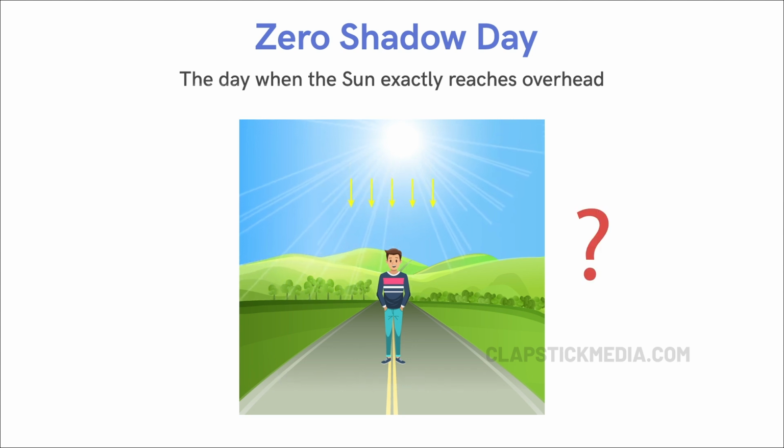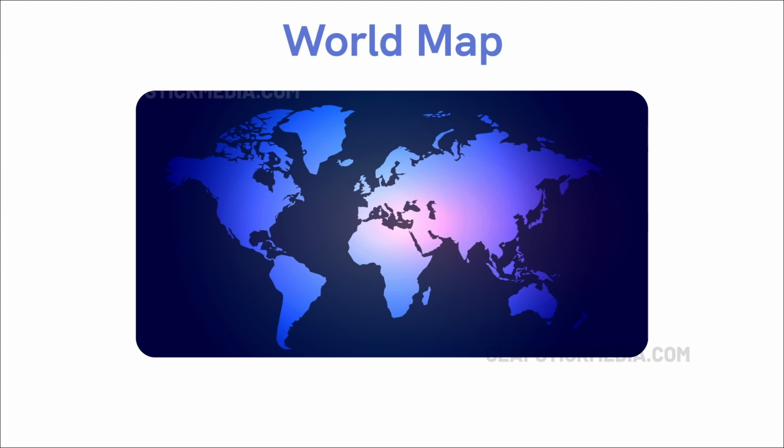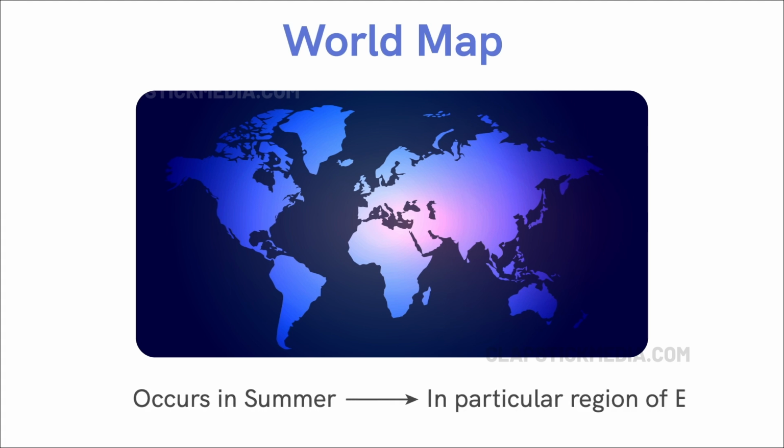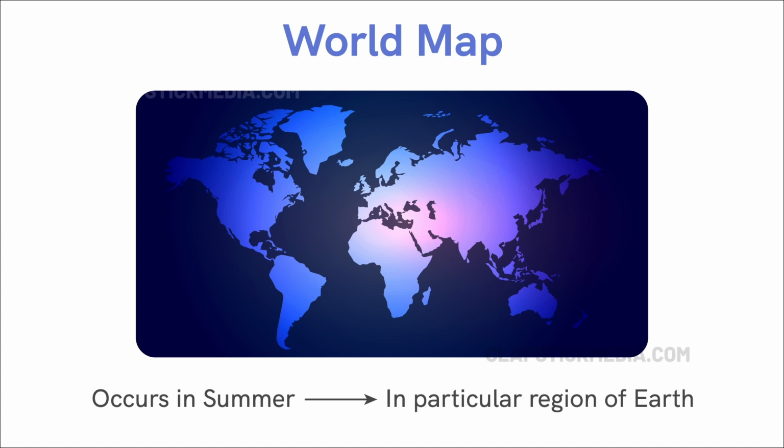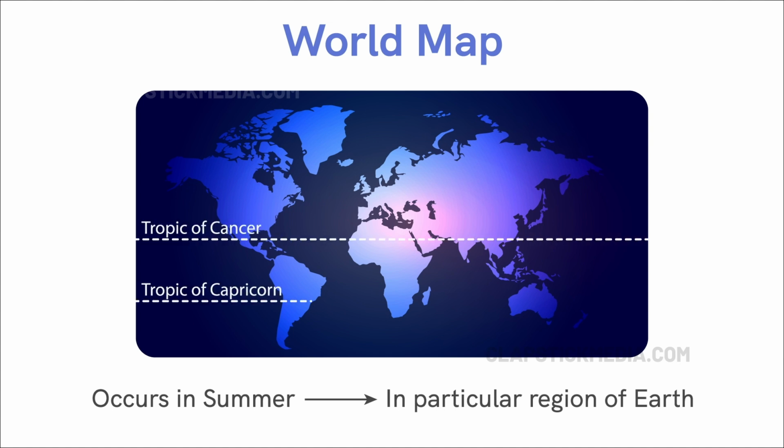Hence, no shadows will be formed. But when and where does this event occur? This event occurs only during summer and in the particular region of the Earth. It's observed in the region between the Tropic of Cancer and the Tropic of Capricorn. It occurs on different days and at different places in this region.